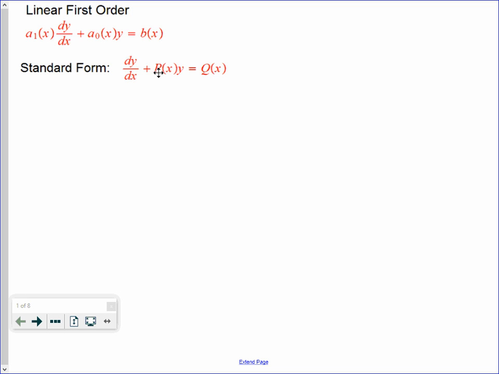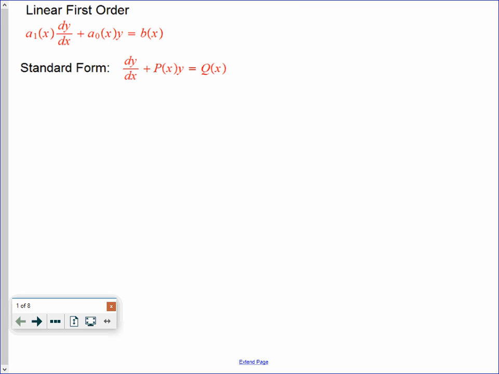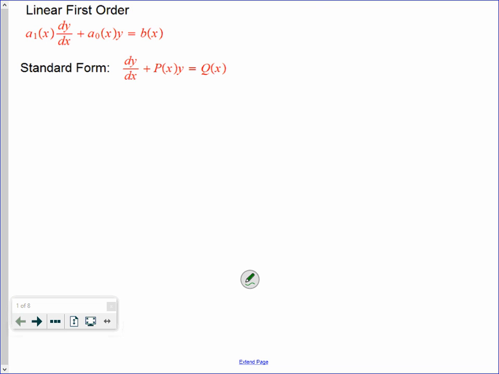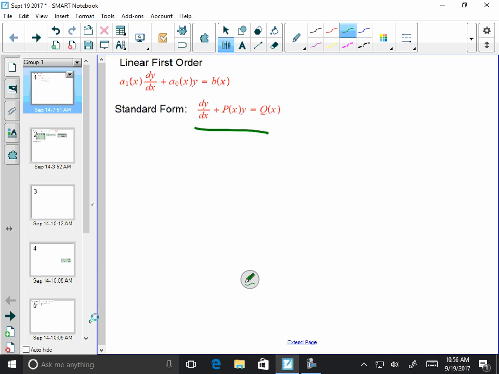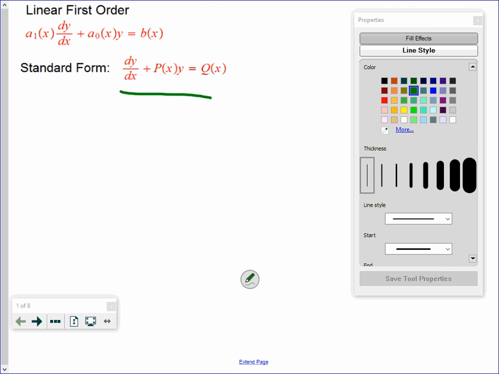Let me see. Make sure I got 352. Just 4. Okay. And I'm going to start with, let's talk a little bit about, oh yeah, I don't remember what I had in mind here, but remember that we solved this by using an integrating factor.